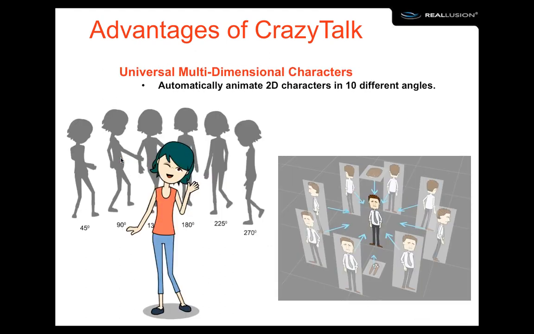CrazyTalk Animator 2 also has multi-dimensional characters. So what does this mean? It means that if you have a flat 2D character like this, each character comes in 10 different angles. So if you rotate the character, the software will automatically replace those sprites in different angles to simulate as if the character is turning. So you can imagine that there's a lot of possibilities with creating very 3D looking animations in a 2D engine like this.